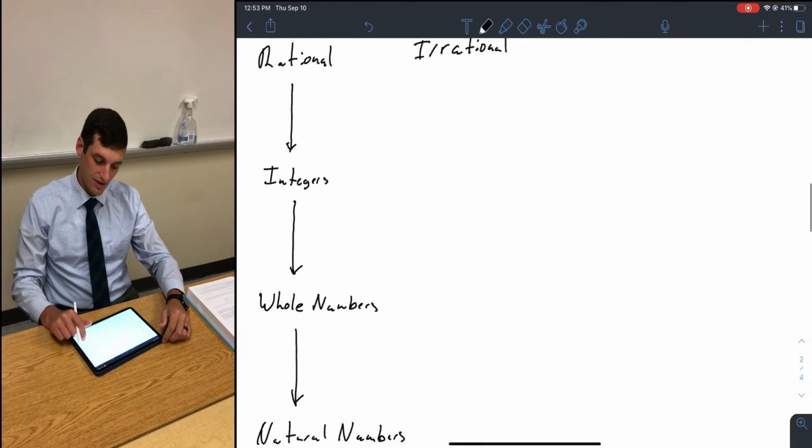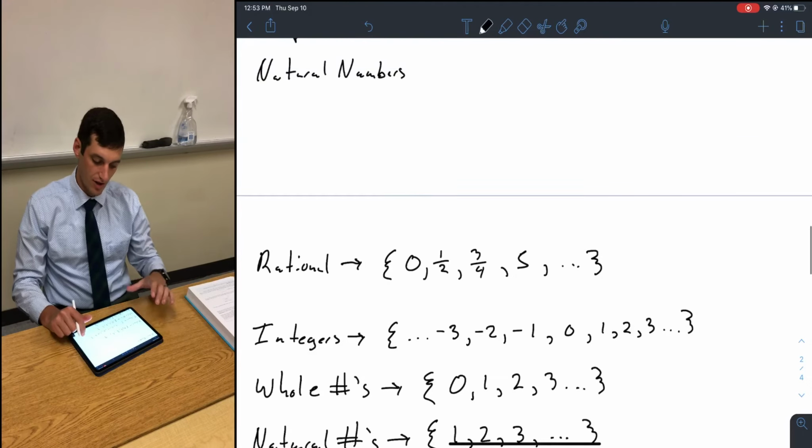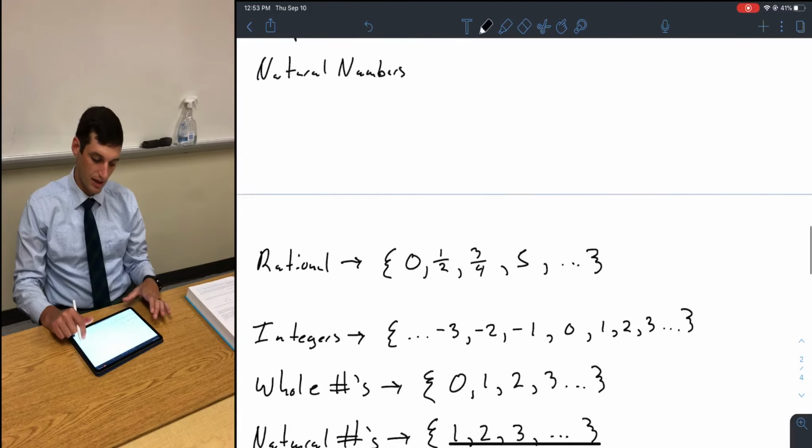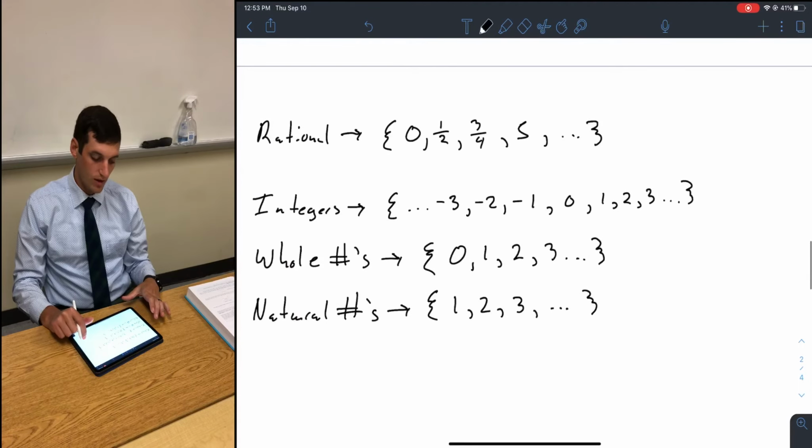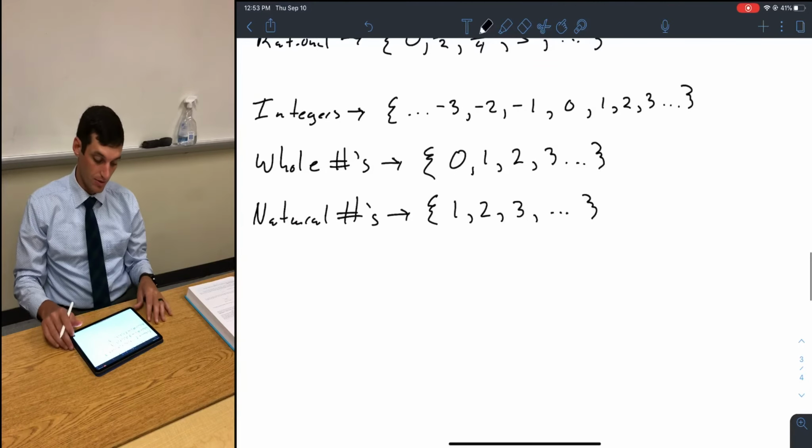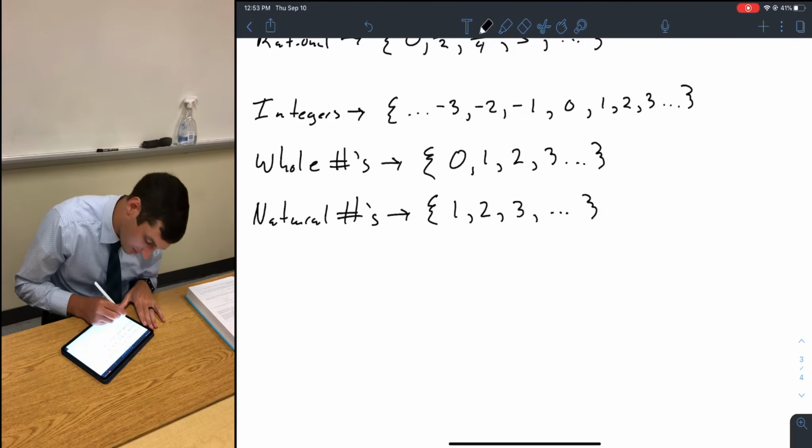All right, so that's how the numbers are broken down. These are the numbers that we'll be dealing with mostly. Okay, let's talk about irrational numbers, because we will get into irrational numbers later on.